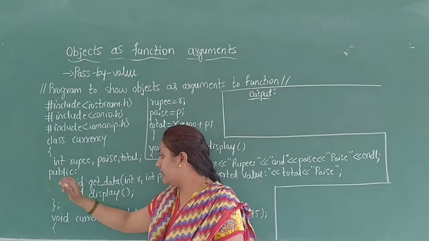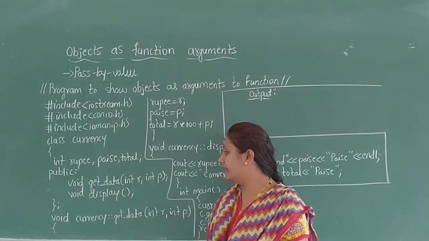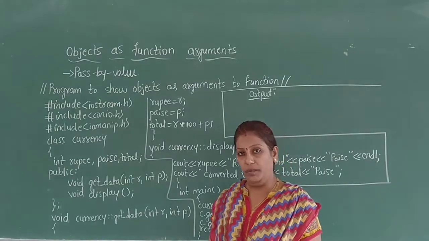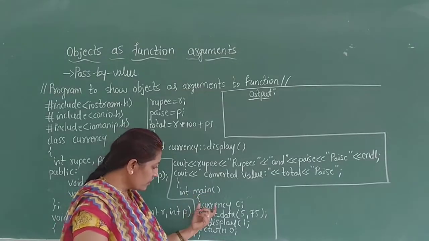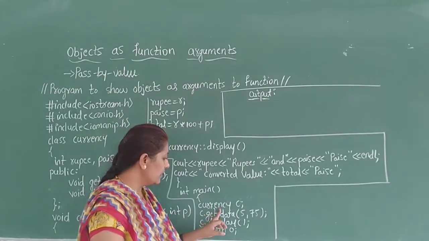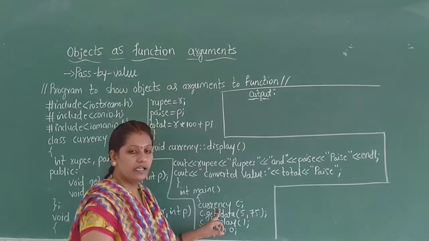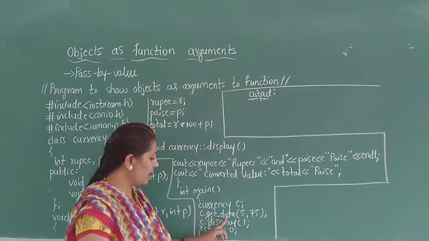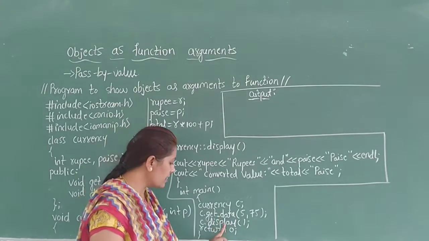And in the public section, two member functions are declared with two arguments. Go to the main function, and here it creates one object using the class currency. C is the object created using the class currency. Using that object we are calling two member functions: one is getdata and the other is display.